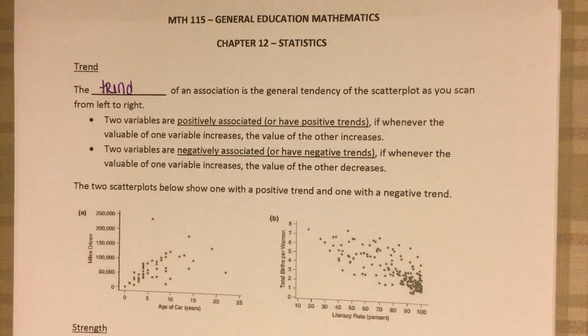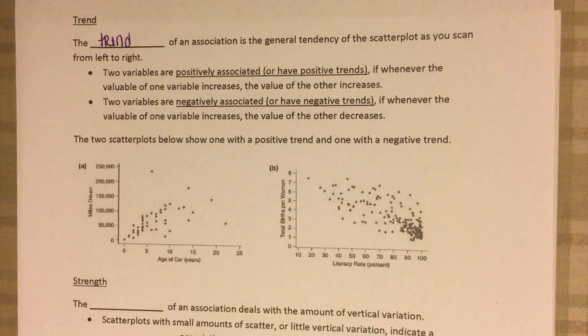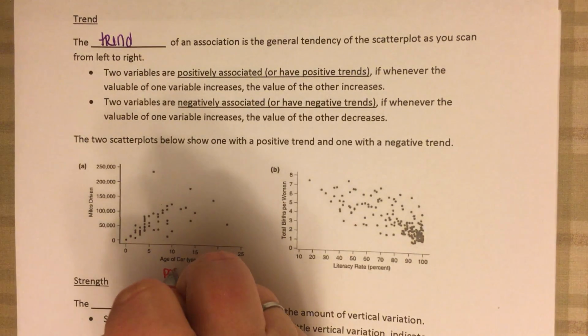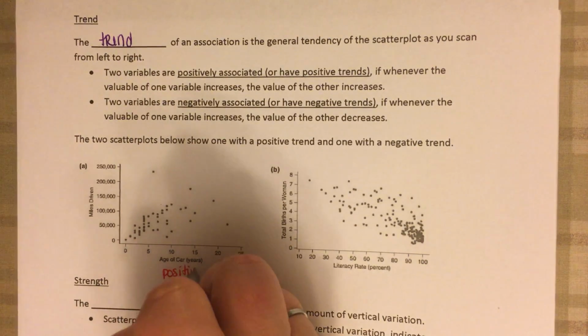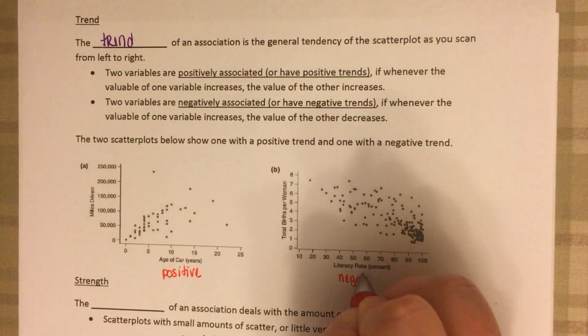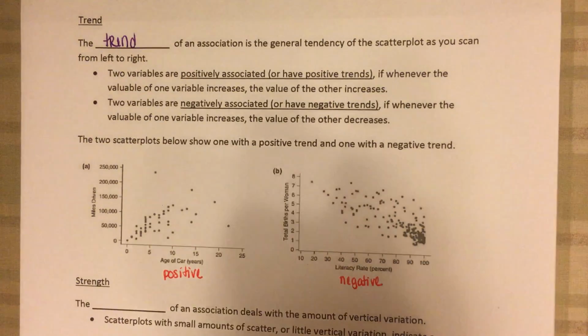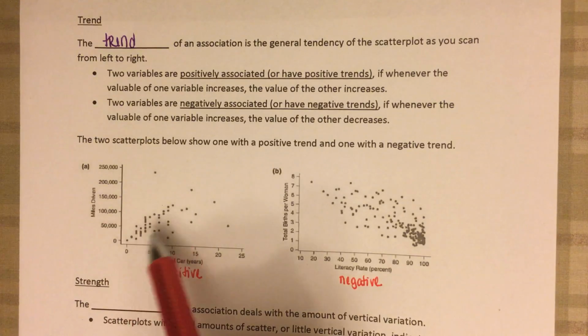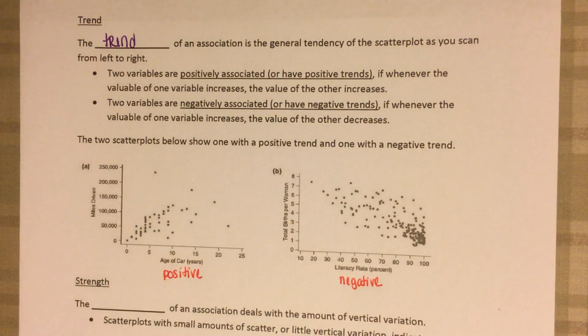So looking at these two different examples here. Here we see an example of positive trend. As x increases, so does y. And here we see an example of negative trend. As x increases, then y decreases. So positive, we're going up. Negative, we are going down.